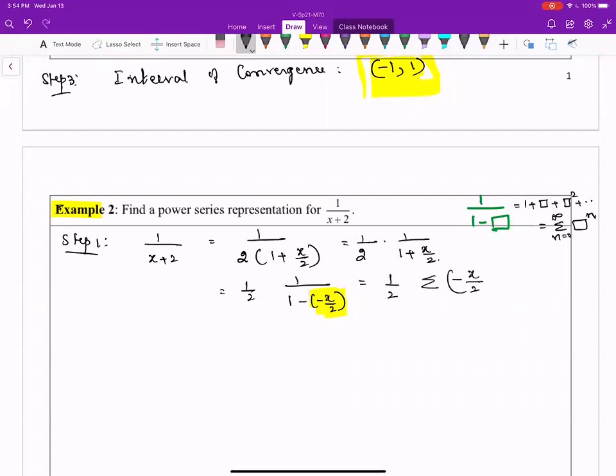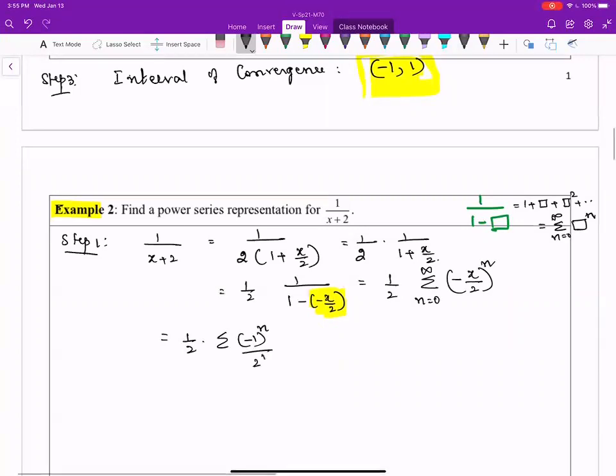What goes inside the box? In this case, it's negative x over 2, to the power n, n varying from 0 through infinity. That is 1/2 sigma negative 1 to the power n, then x to the power n over 2 to the power n. In order to combine all the 2's together, the 2 can be brought inside the sigma. 2 to the power n times 2 is just 2 to the power n plus 1.